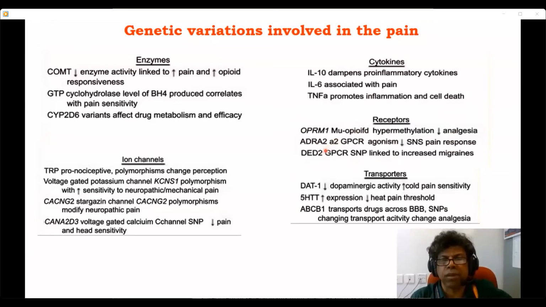And these are the other two classes of receptor, ADRA2 and DRD2. Again, they have different phenotypic changes with polymorphism. There are also many drug transporters that have been studied, and some of the genes involved in pain, like DAT1, decrease dopaminergic activity, whereas they increase cold pain sensitivity. And 5-hydroxytryptamine expression decreases heat pain threshold. And ABCB1, widely studied, is a drug transporter which crosses the blood-brain barrier. SNPs change the transport activity, thereby changing the analgesic effect.